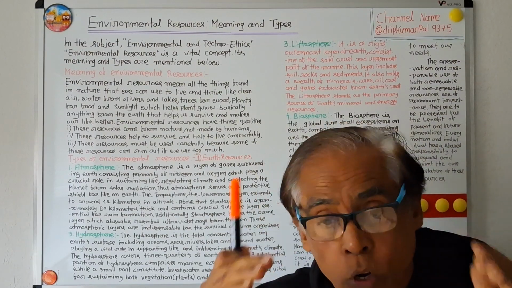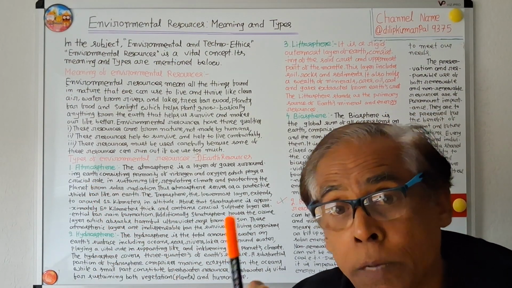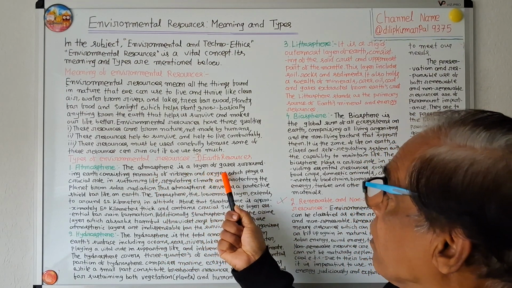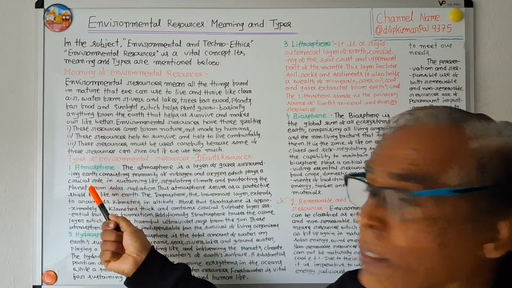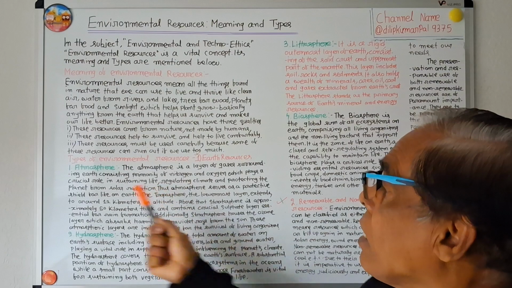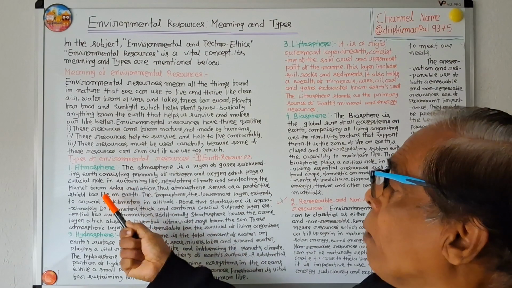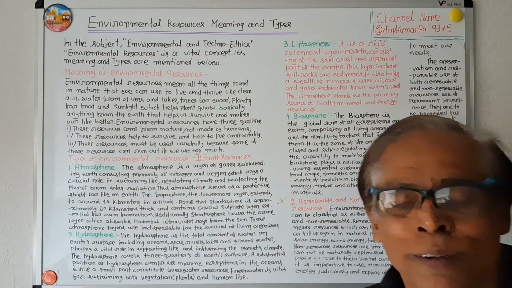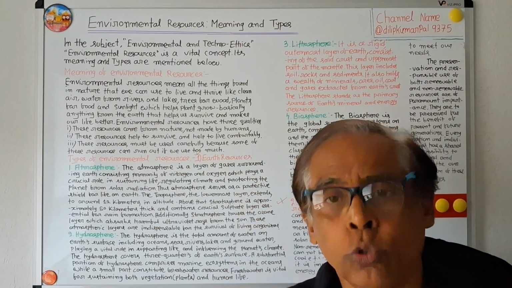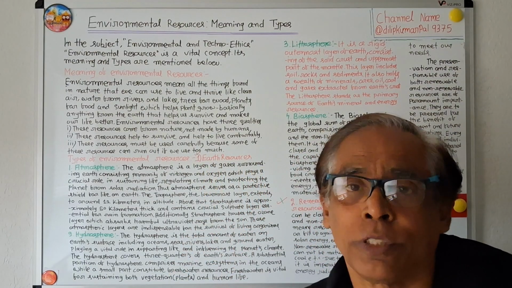So what will we find in the earth resources? Number one, atmosphere. Atmosphere is an earth resource. Atmosphere is a layer of gases around the earth, consisting primarily of nitrogen and oxygen, which plays a crucial role in sustaining life, regulating climate, and protecting the planet from solar radiation. So the first resource of earth resources is the atmosphere.